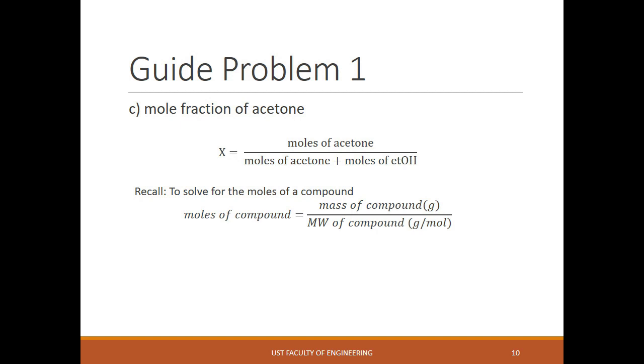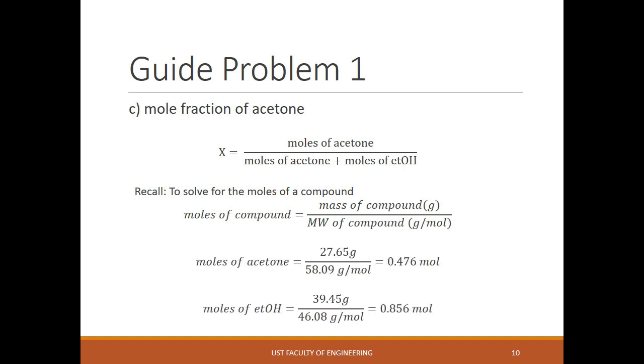The masses of acetone and ethanol were already calculated in Part A, and the molecular weights are an implied given, considering that the molecular formula for both compounds was given. The molecular weights of acetone and ethanol are 58.09 grams per mole and 46.08 grams per mole respectively. Therefore, the moles of acetone and the moles of ethanol are given by this equation.